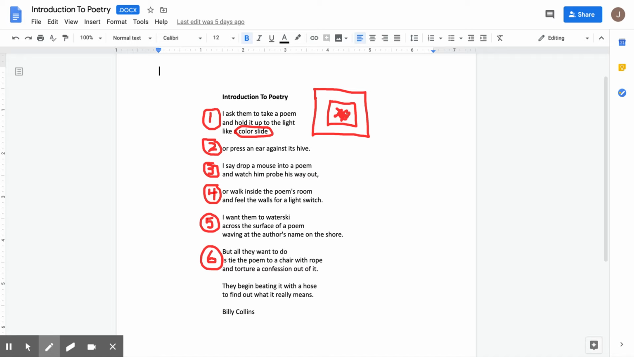Well, he's using a simile there because he uses the word like, and he's relating a poem to a color slide. Well, in order for that to be an effective tool, you have to think about what it is he's trying to do. So think about it. If I look at a color slide on the desk, it's just this little square piece of cardboard with some cellophane stuff in the middle, and I don't know, there's not really anything there. And if I pick it up and I hold it up to the light, there's going to be this moment.